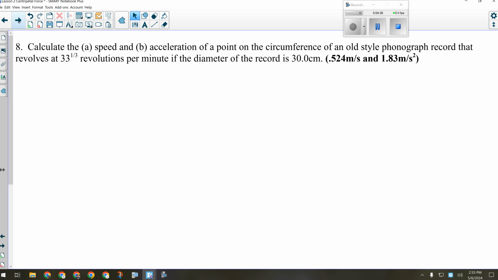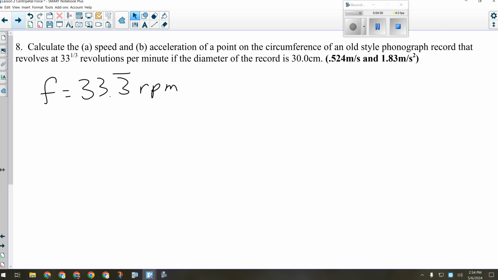If I give you how many revolutions it goes around in a certain time interval, am I giving you the period or the frequency? I'm giving you the frequency. If I gave you the period, I'd tell you how long it took to go around one time. I'm telling you how many times it goes around in 1 minute. That's frequency. So the frequency is 33.3 repeating revolutions per minute.